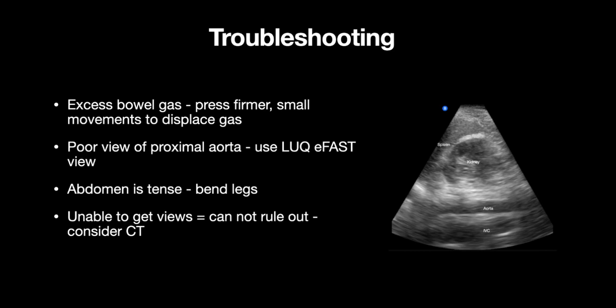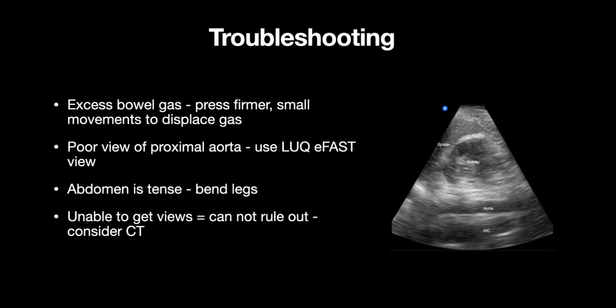You can also use the right upper quadrant view if you prefer. However, of course, just remember that the first vessel you come across will be the IVC and not the aorta, and obviously that makes a difference. You need to make sure you're measuring the correct place. If the abdomen is too tense, then you may not get good enough views. You might not be able to press adequately, and you can try and ask the patient to bend the legs, and that might loosen the abdomen a little bit.